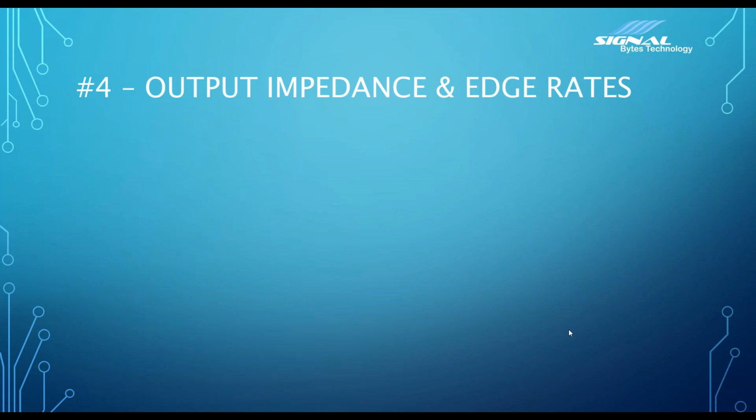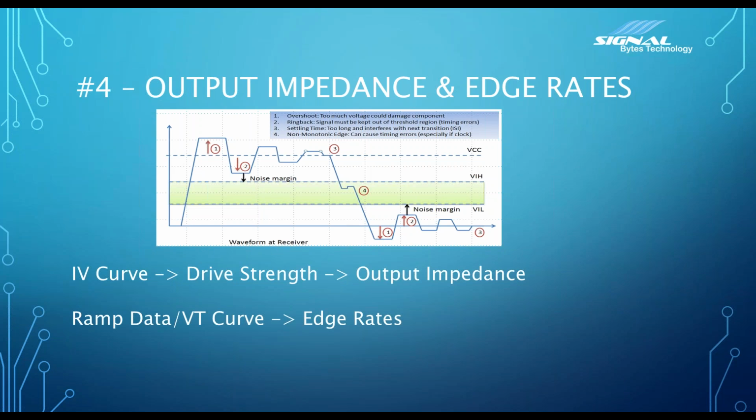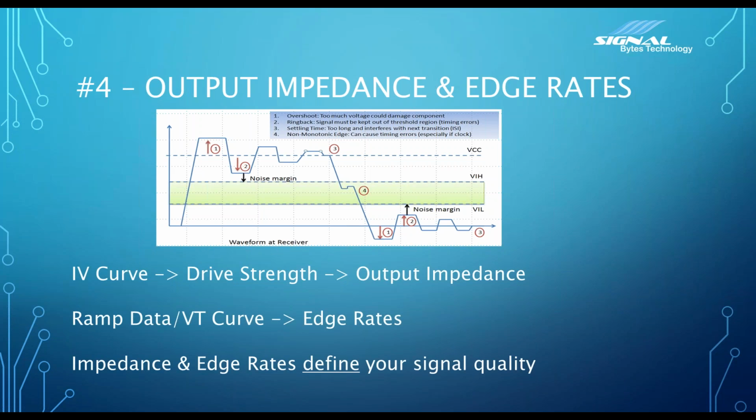Okay, so let's go to number four, okay? Output impedance and edge rates. Now, again, I'm showing the same graphic here of an input waveform at a receiver with lots of signal quality problems. And one way to think about signal integrity, and an important part of it, is your driver, right? So the drive strength, the IV curve in the IBIS model, defines the output impedance of your driver, right? And then the voltage-time curve in the ramp data is your edge rate. And impedance and edge rates really define your signal quality.